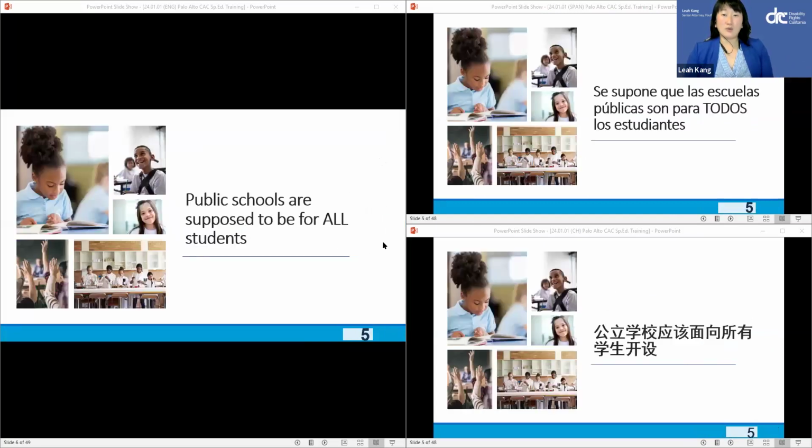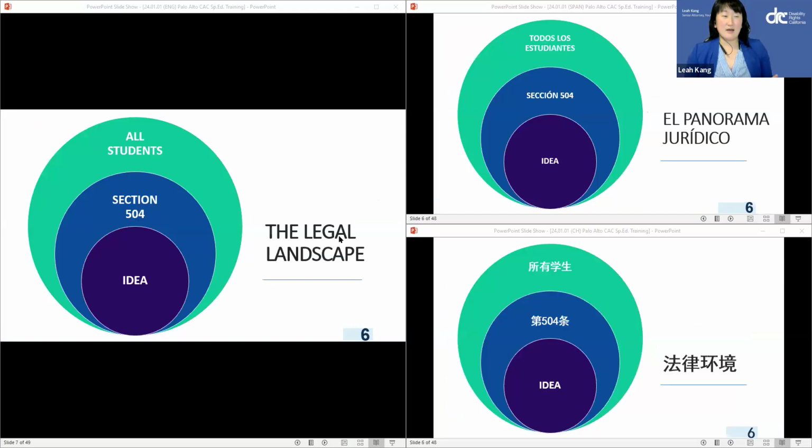I'd like to start with a proposition that we are probably very familiar with, which is that public schools are supposed to be for all students. That's regardless of the language they speak, their race, or where they come from, regardless of whether they have a disability or not. And so if you look at the law, the legal landscape, what we have on the next slide is 3 concentric circles.